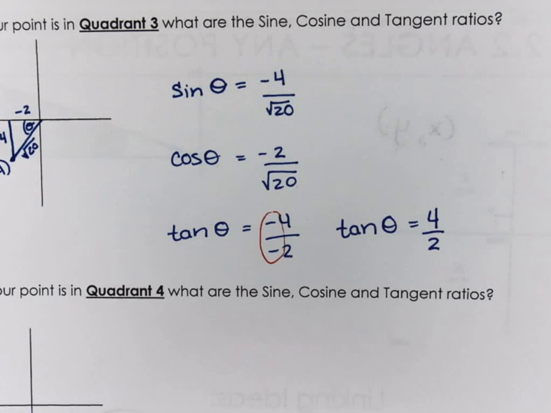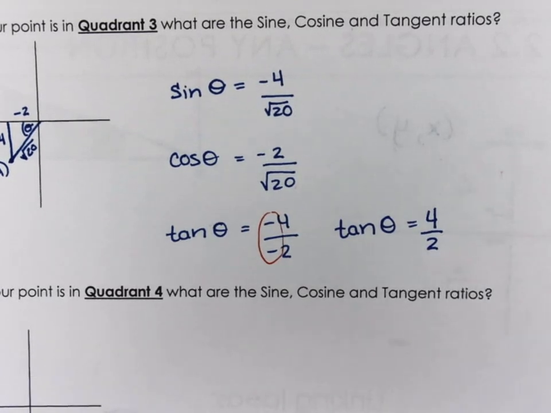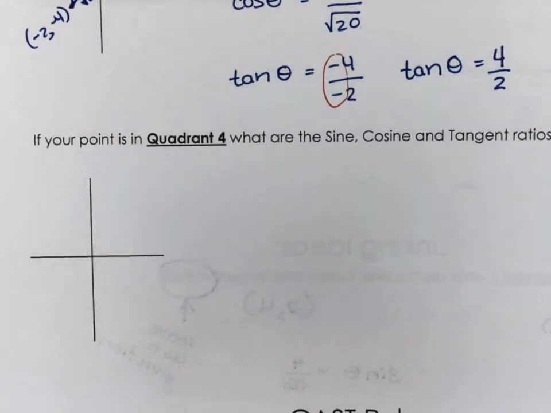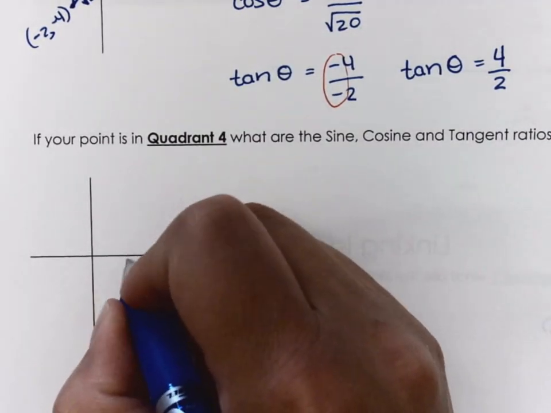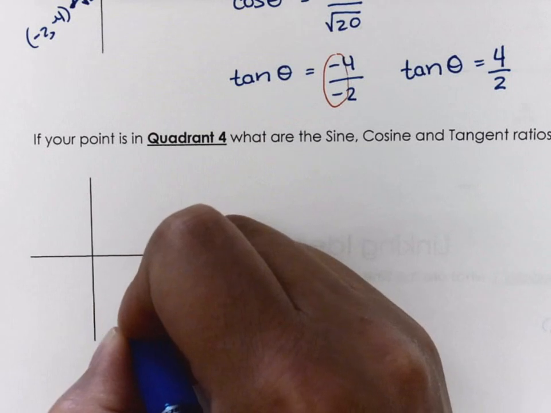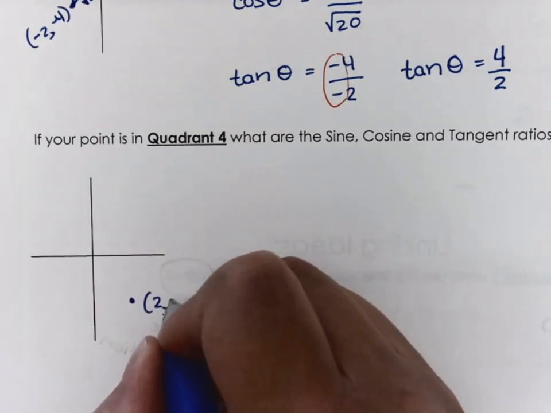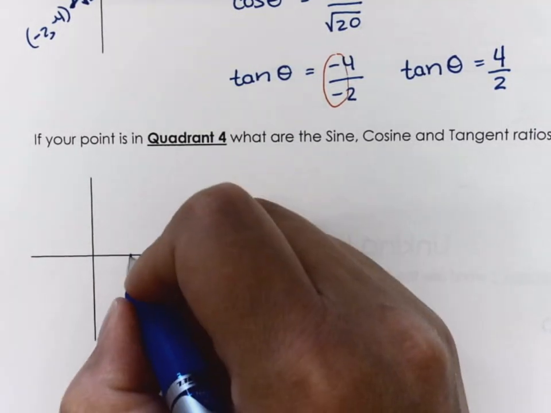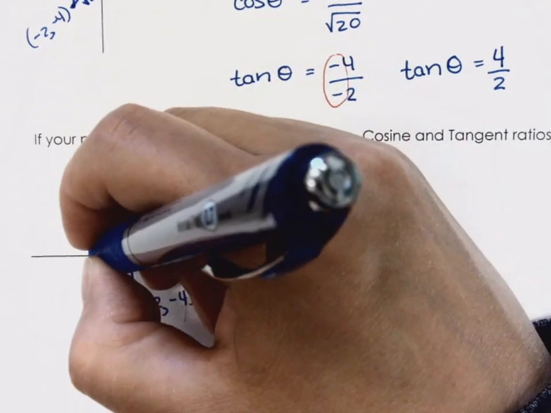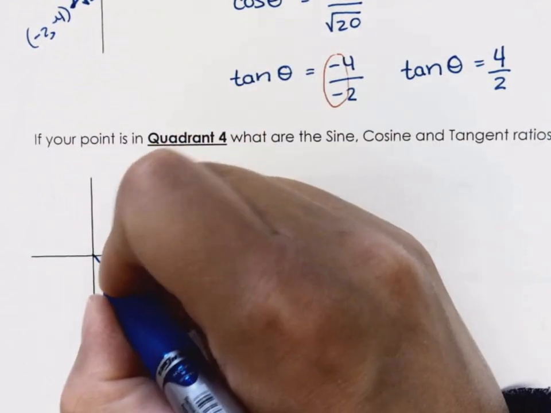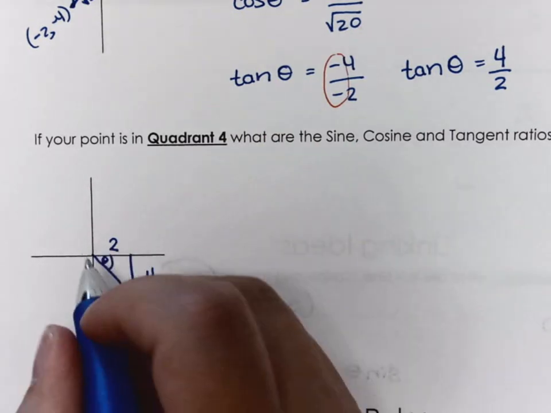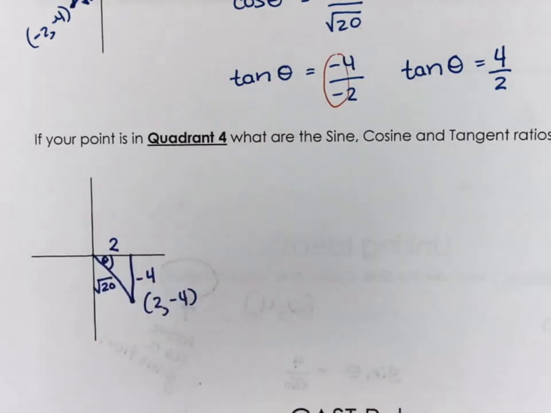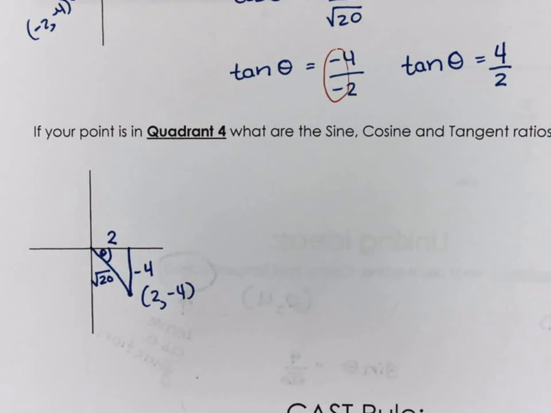Okay, exciting stuff. Your mind's blown. Maybe not yet. All right, so if we flip our point to quadrant 4, so 2 and -4, again, my angle has to be made with the x-axis. So my 2's gone back to positive, my 4 stays negative, but my hypotenuse is still root 20.